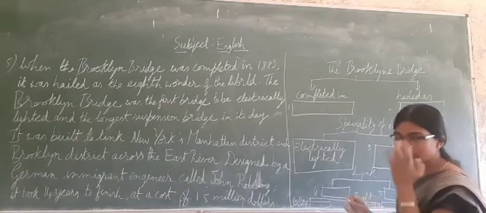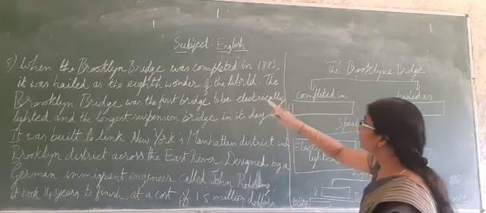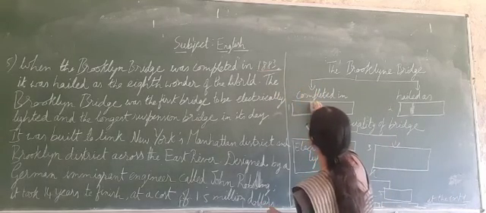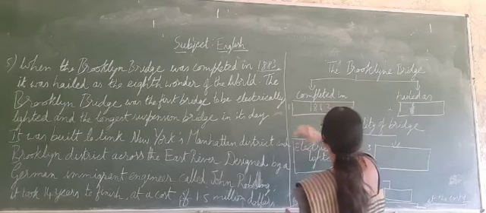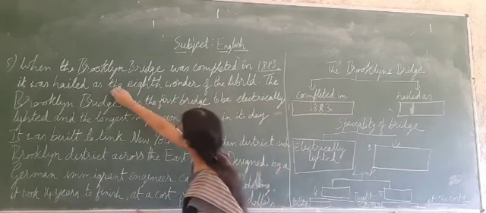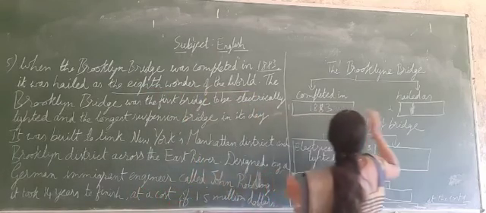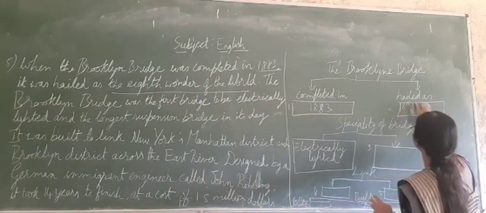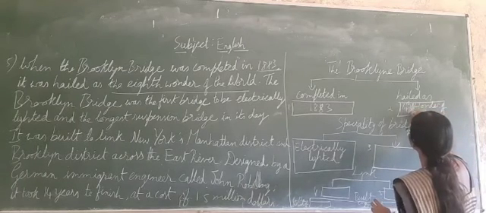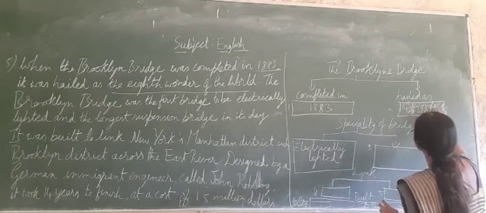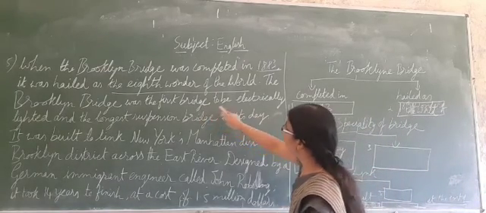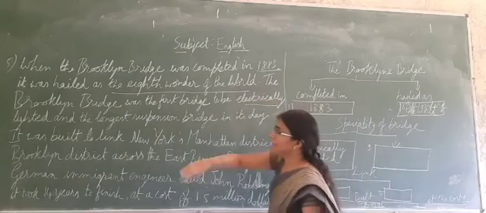So let's go through it once again. When the Brooklyn Bridge was completed in 1883, it was hailed as the eighth wonder of the world. Speciality of bridge: it was the first bridge to be electrically lighted.